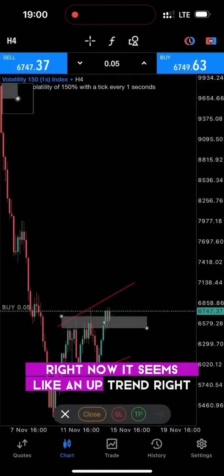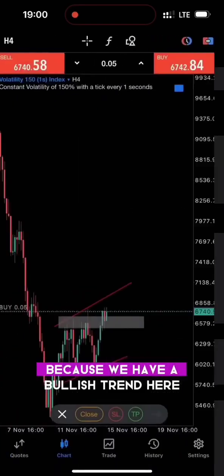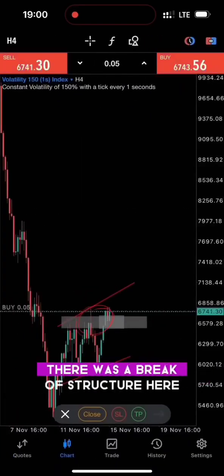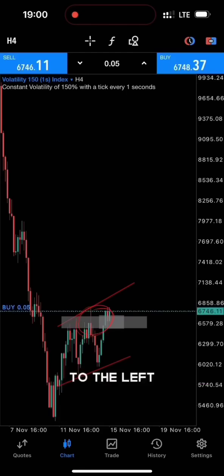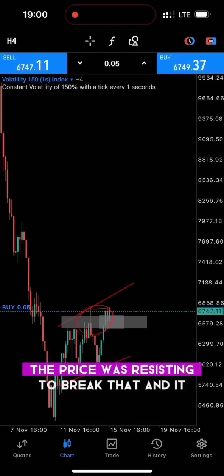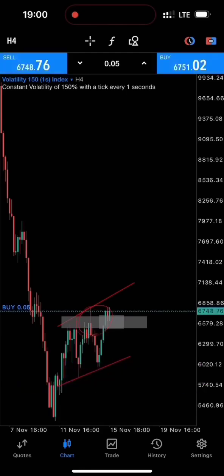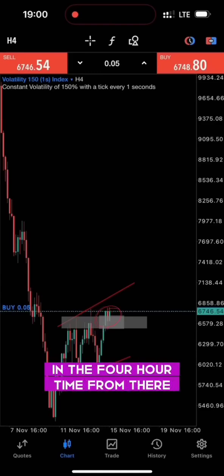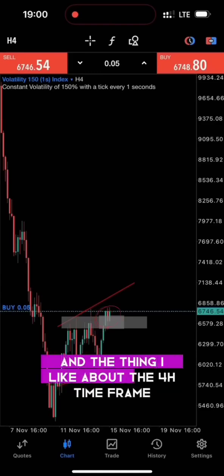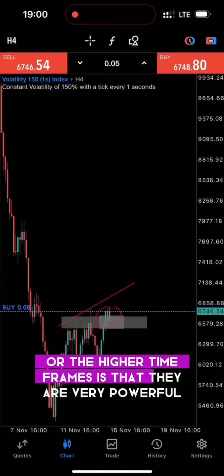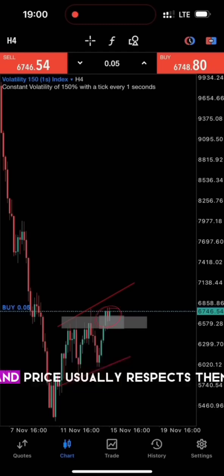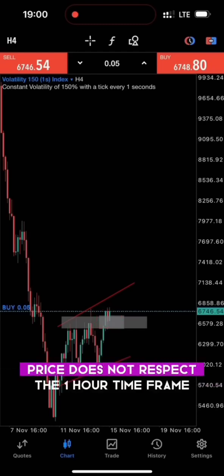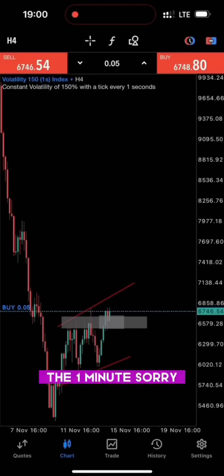Right now it seems like an uptrend, right? Because we have a bullish trend here. What happened is that there was a break of structure here to the left. The price was resisting to break that, and it finally did. When it did, it then came back with a retest in the 4-hour time frame there. The thing I like about the 4-hour time frame or the higher time frames is that they are very powerful, and price usually respects them. Unlike the 1-minute time frame, price does not respect the 1-minute.